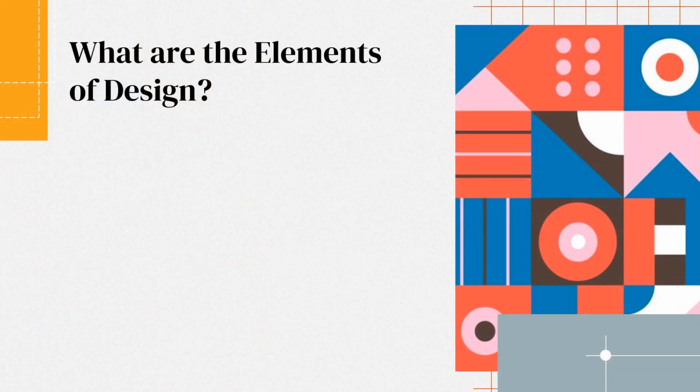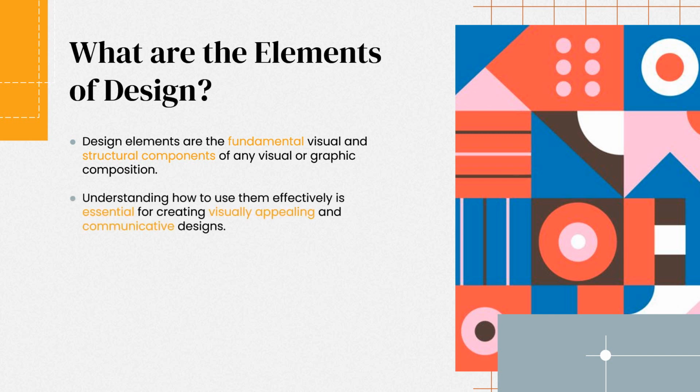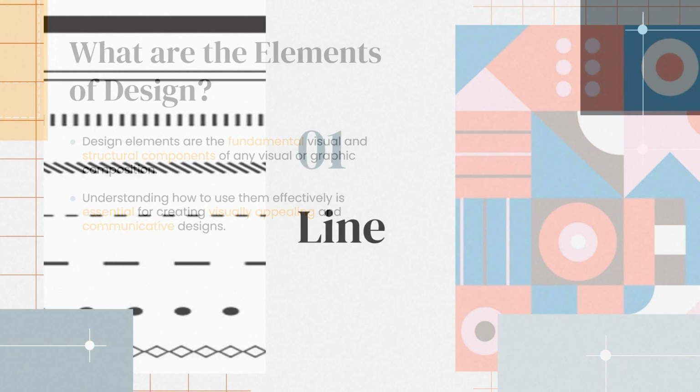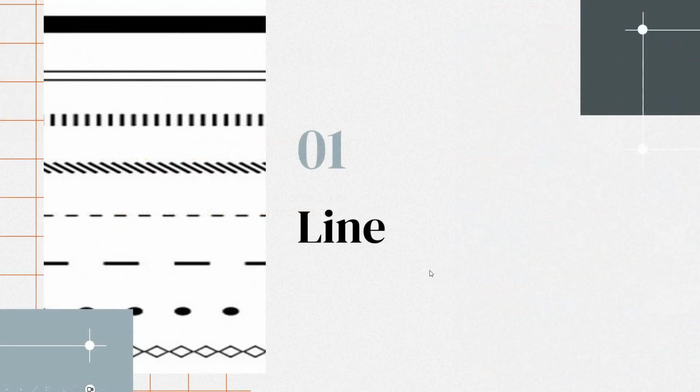So what are the elements of design? Design elements are the fundamental visual and structural components of any visual or graphic composition. So any picture you see that has shapes, form, has some sort of design element. Understanding how to use them effectively is essential for creating visually appealing and communicative designs. For example, in this composition, there are elements of design. The first element of design we are going to talk about is the line.